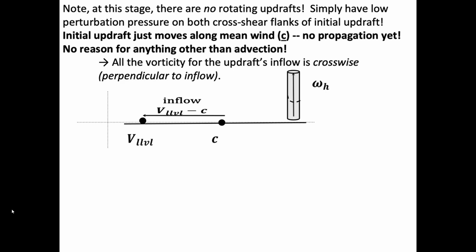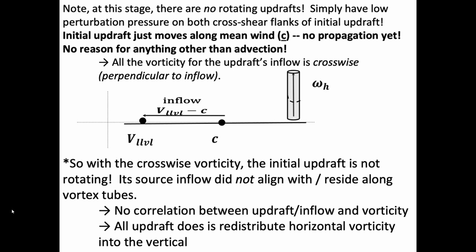Think of these horizontal vorticity, these vortex tubes, as slinkies. So all of our flow, all of our inflow to the storm is all cutting across the slinkies. It's not coming through the slinkies. It's not traveling along a helical trajectory to give it some spin in the ambient environment before it enters the convective updraft. It's just cutting right across these helical trajectories, or not attaining a helical trajectory as it's cutting across the vortex tubes completely. So with crosswise vorticity, the initial updraft is not rotating.